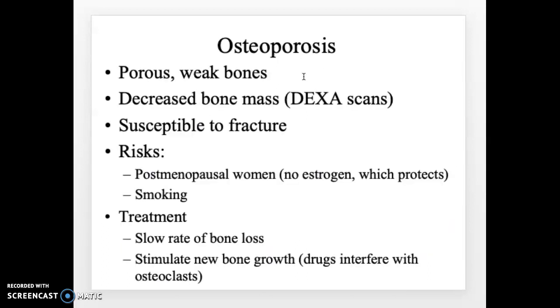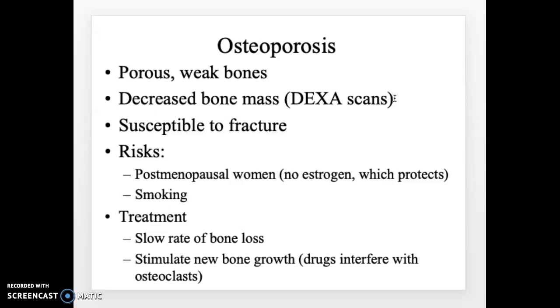So osteoporosis is characterized by porous, weak bones. We can diagnose this with something called a DEXA scan. That's basically a big X-ray. And this tells us how dense the bones are. Individuals with osteoporosis are at a very high risk for fracture.